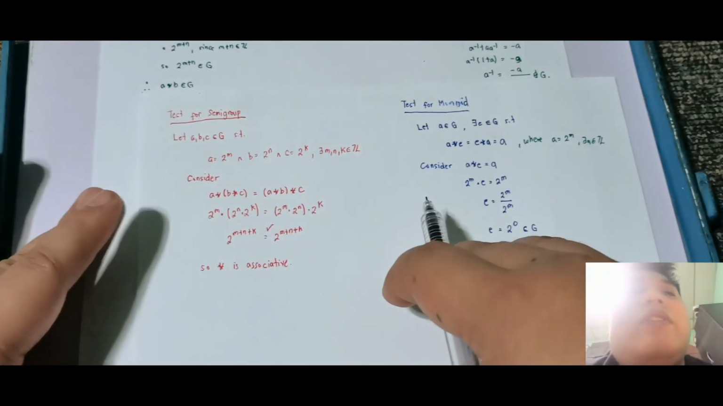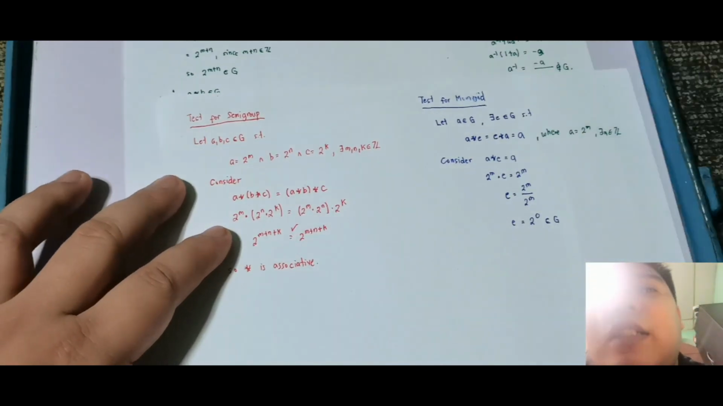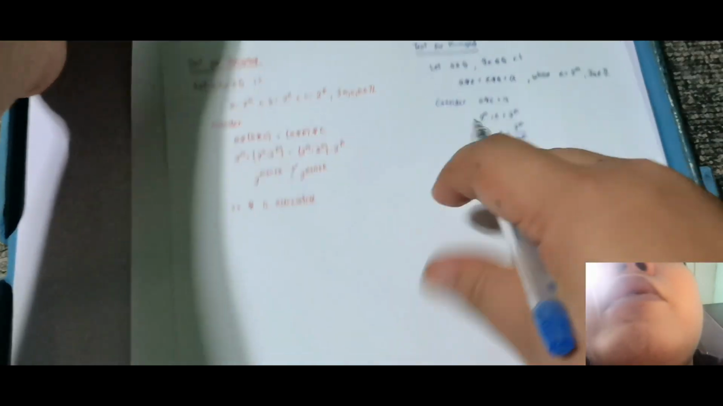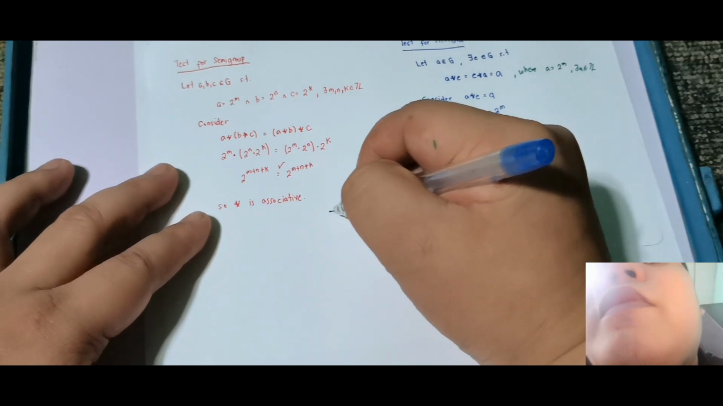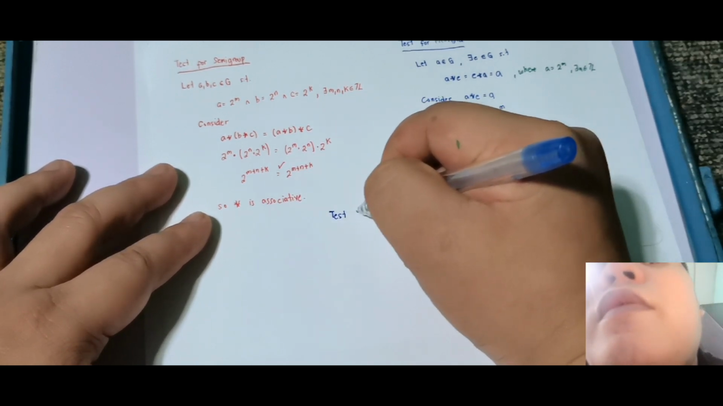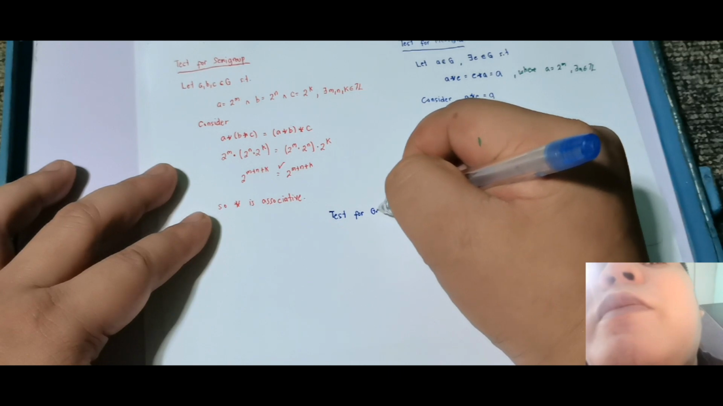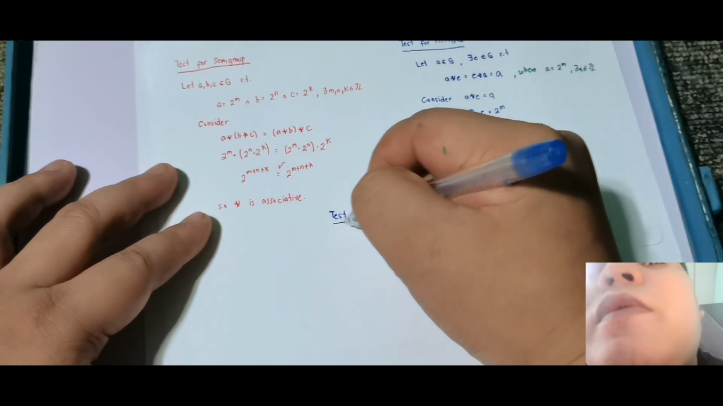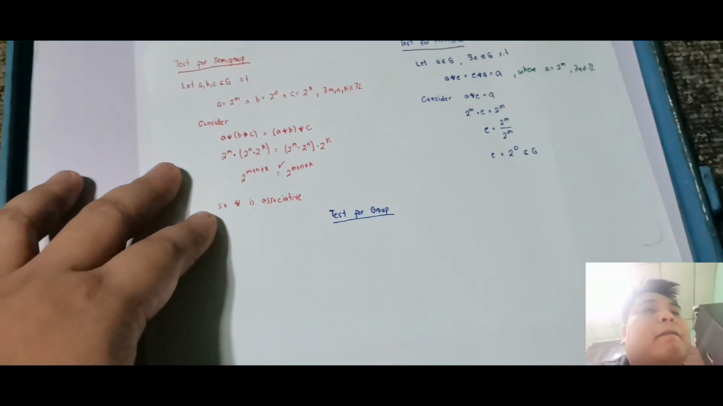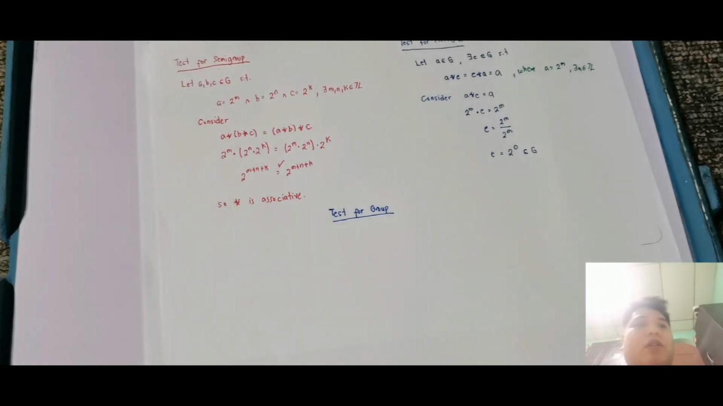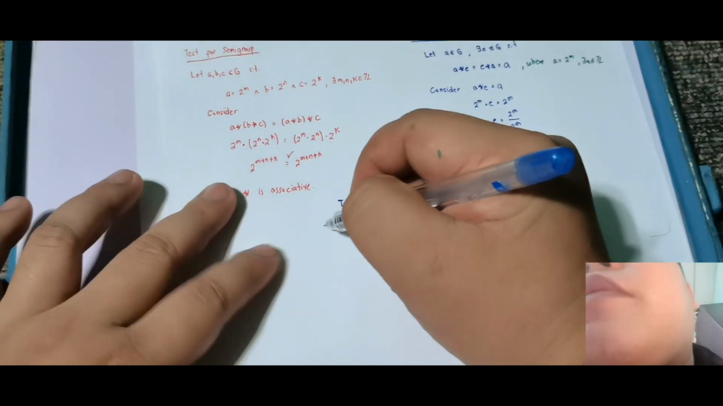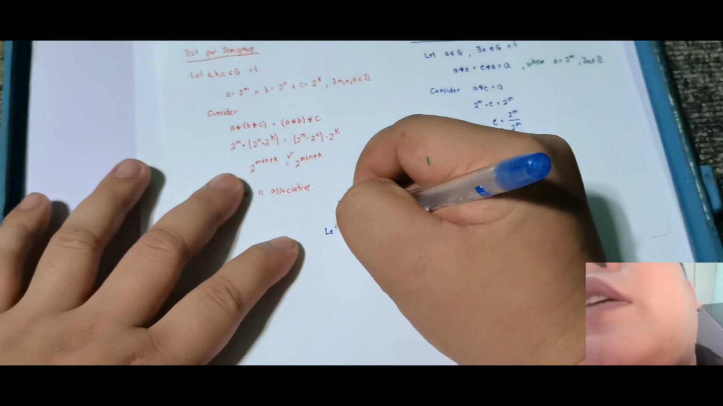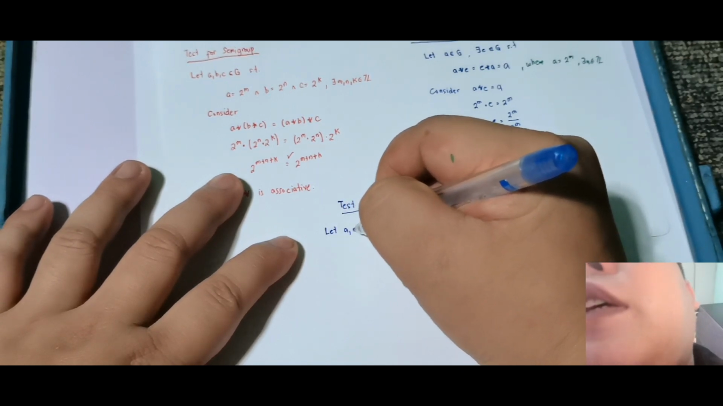Pinakita ko na rin para makita ninyo yung buong nangyari sa kanya. So test for the group. So gagawin natin, for all A, or let A and E be elements of G.